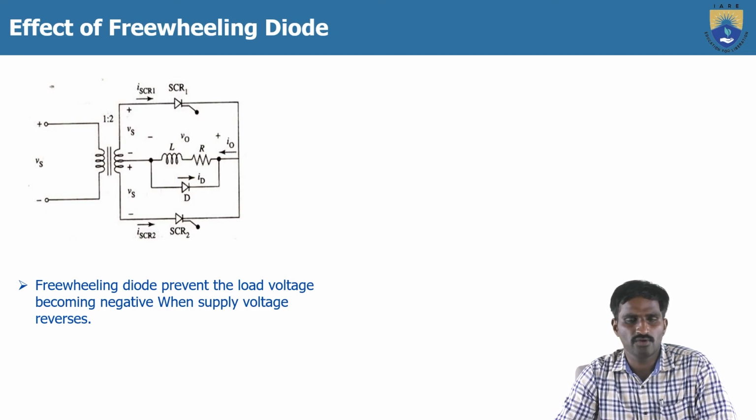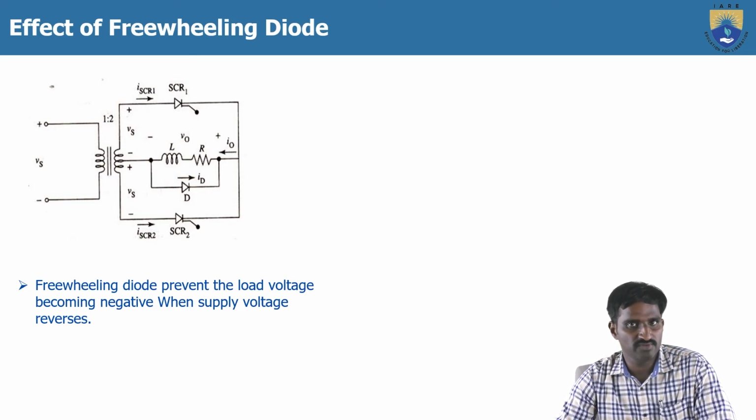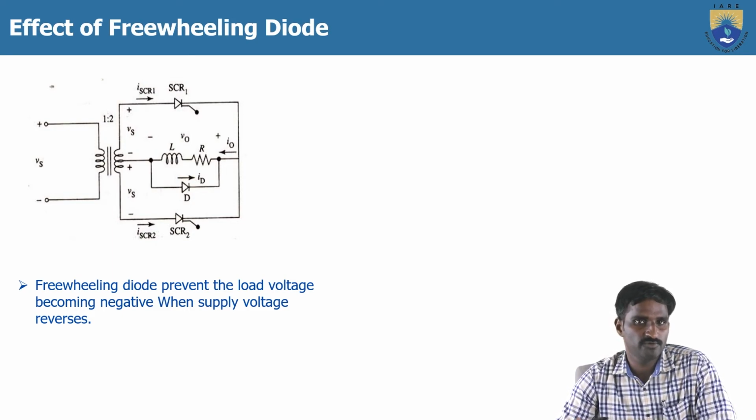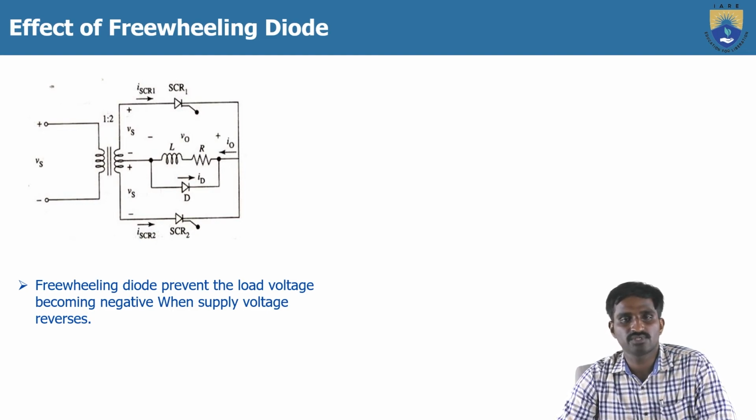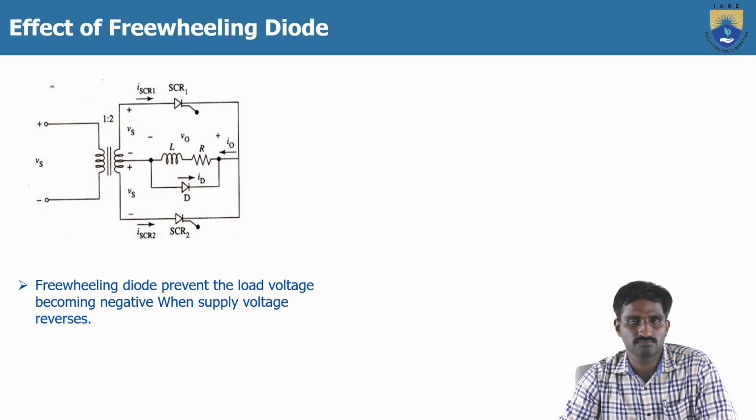the freewheeling diode. Of course, the purpose of the freewheeling diode is different in different circuits, but in this circuit the purpose of the freewheeling diode is to prevent the negative supply voltage. Sorry, the negative load voltage. So that's why you can see the same thing here.